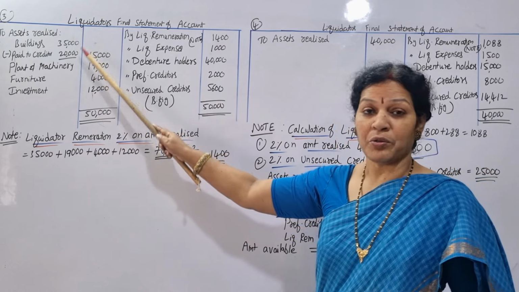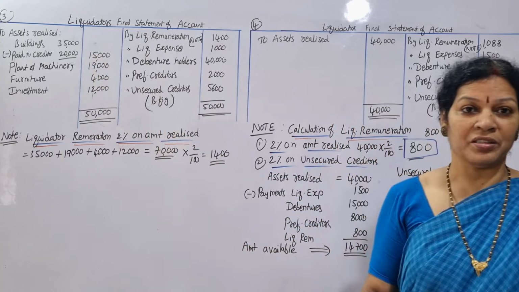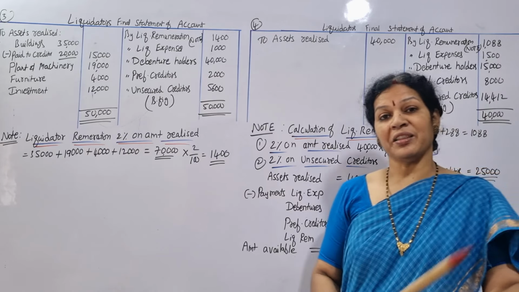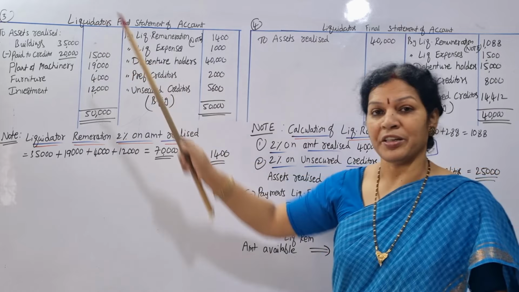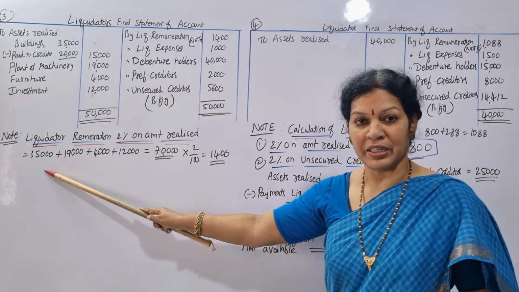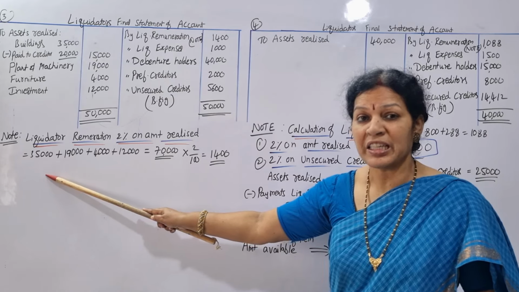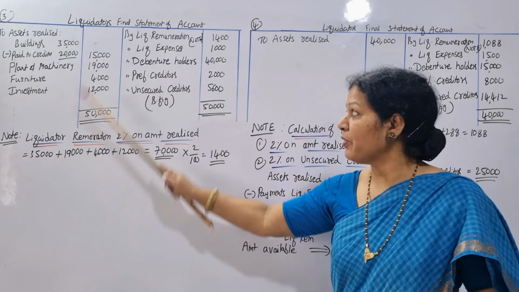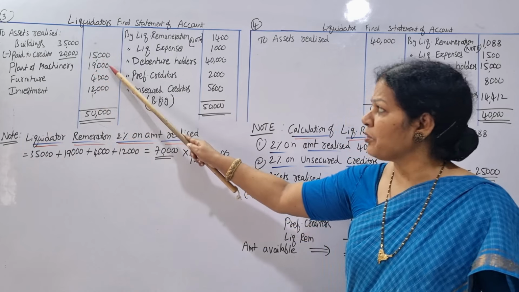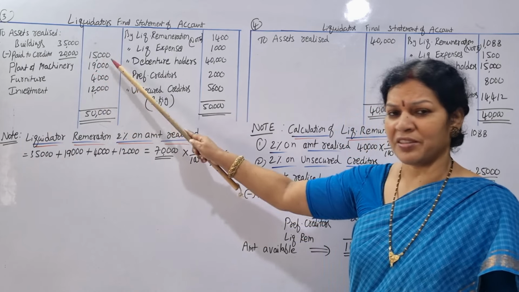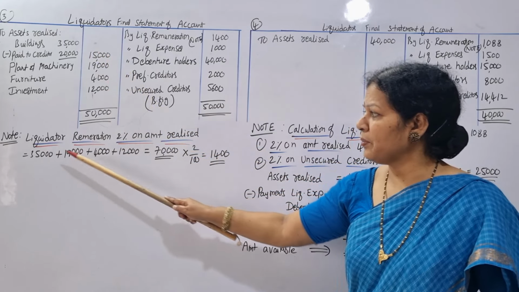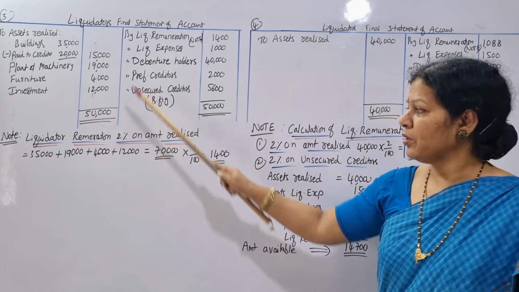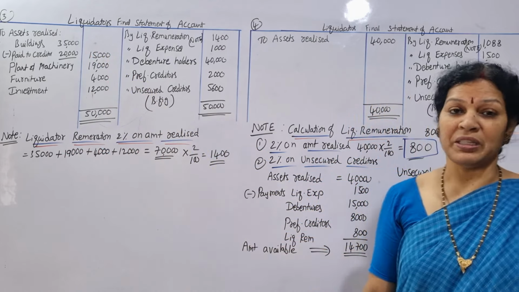We'll take 35,000, not 20,000. 20,000 is creditors had taken, that's different. But he realized building for 35,000. So 35,000 only we are taking while calculating the commission. Okay, 35,000 and all the amounts. He realized all these amounts, no? All these assets. So 35,000, 19,000, 4,000, 12,000. So altogether it is coming to 70,000.